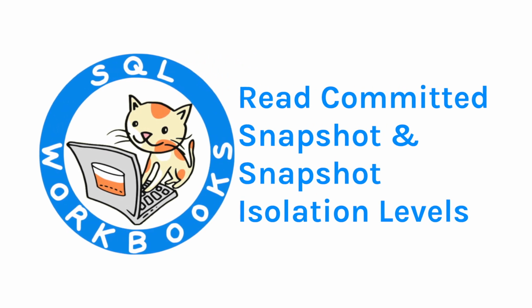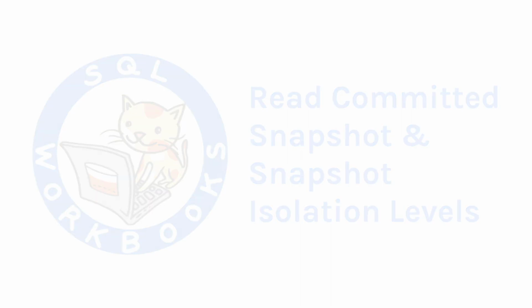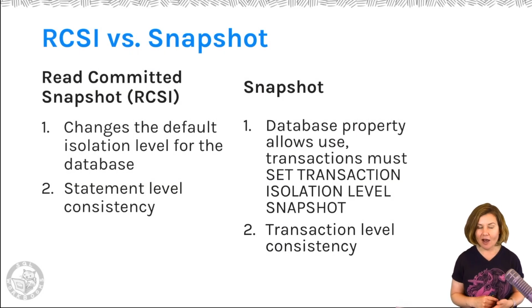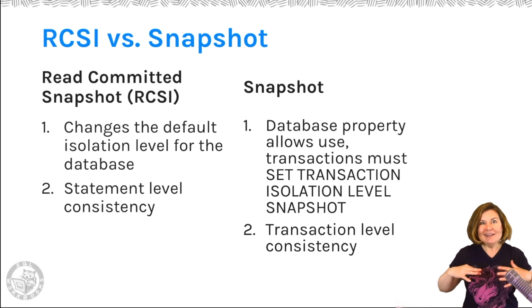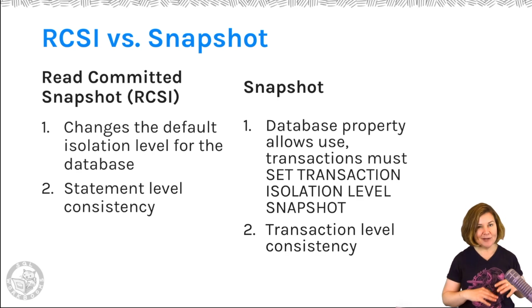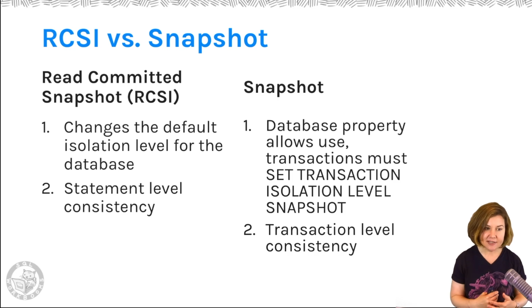What are the differences between RCSI and Snapshot? This is kind of confusing because there's a lot that these have in common. They both use the version store. They both use the transaction 14 bytes, right? There's a lot that these have in common. The differences are read committed snapshot isolation changes the default isolation level for the database.